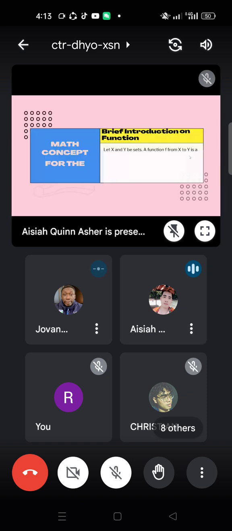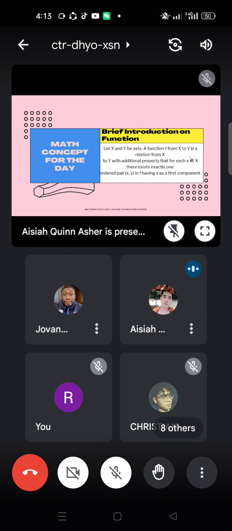Okay, so let's have a brief introduction on function. So let x and y be sets. A function f from x to y is a relation from x to y with the additional property that for each x, an element of x, there exists exactly one ordered pair component. Okay.